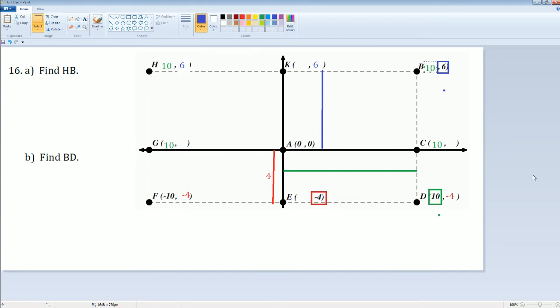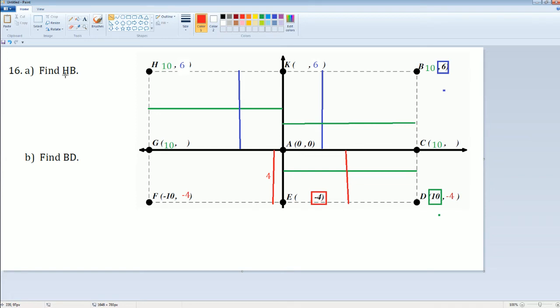Right, because the distance here is also going to be 10. Right? Likewise, that's 10. Okay. That's 6, and that is 6, and this is 4. Okay.